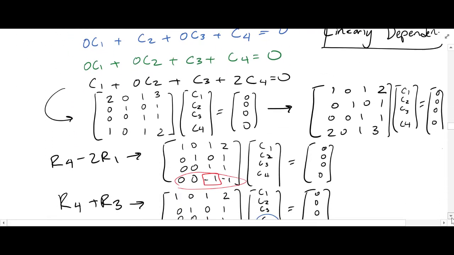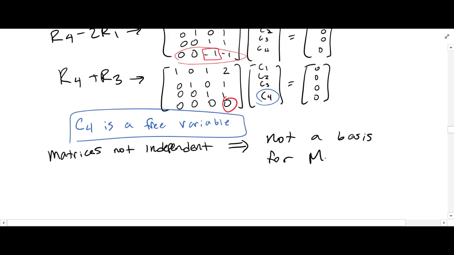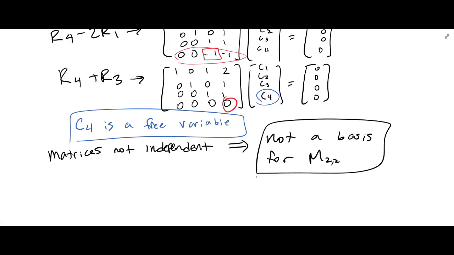So the matrices are not independent. It means not a basis. Does that process make sense? Is it not independent because the last row doesn't have a pivot? Yeah, that's true. The last row doesn't have a pivot, so the columns are not independent. The columns are dependent, so the matrices are dependent.